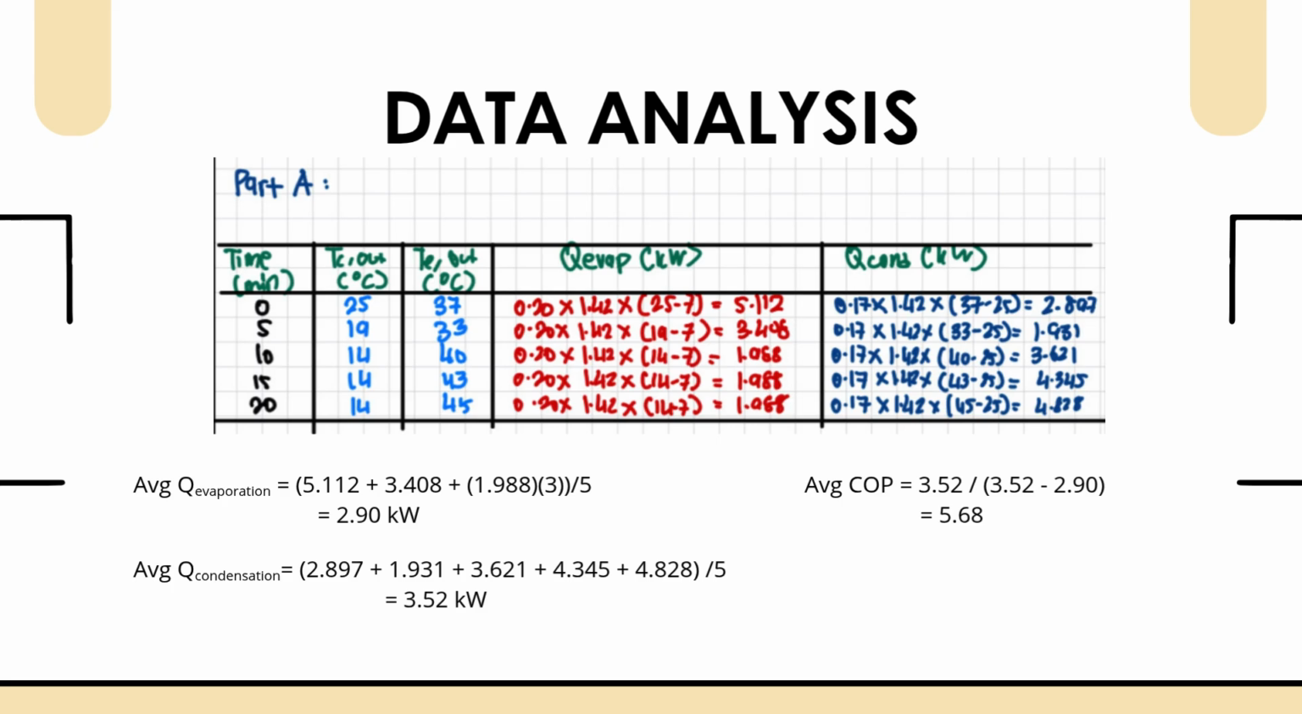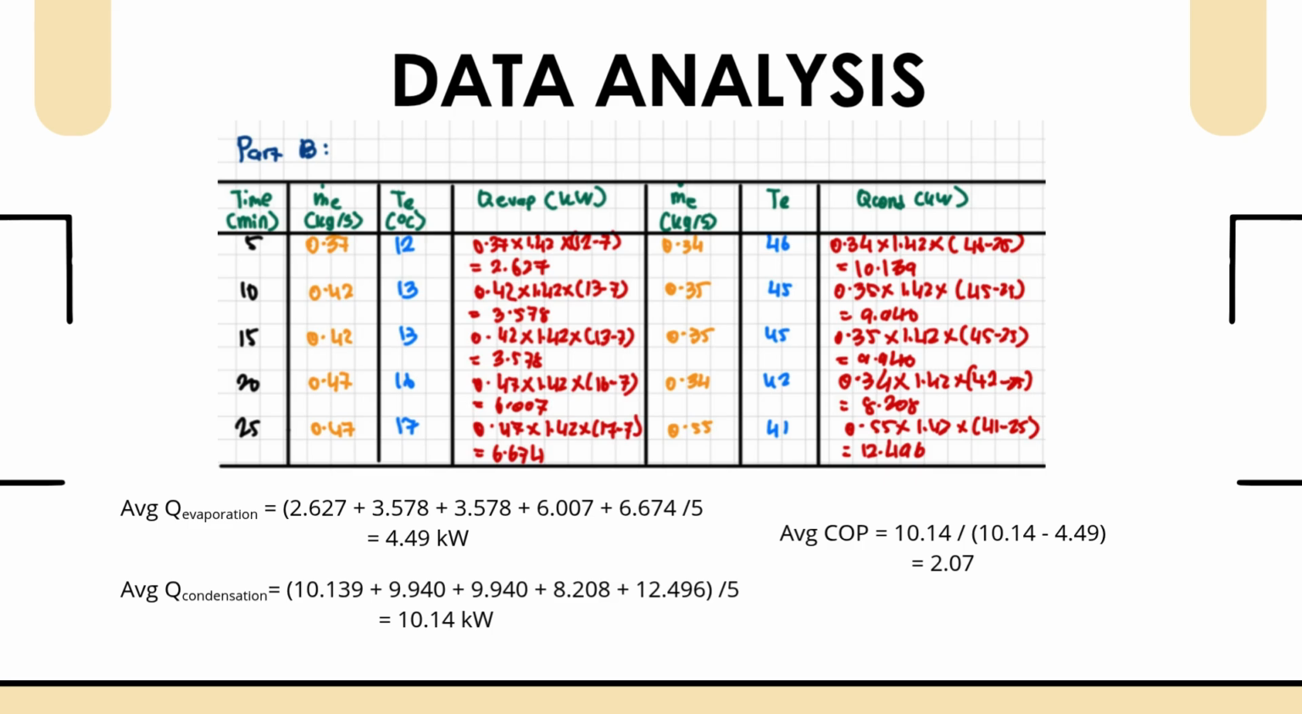After we got the average Q evaporation, which I already calculated, we get 2.90 kilowatt, and average Q condensation is 3.52 kilowatt. With these average numbers, we can now calculate the average coefficient of performance, COP, by using Q condensation divided by Q condensation minus Q evaporation, which will get 5.68.